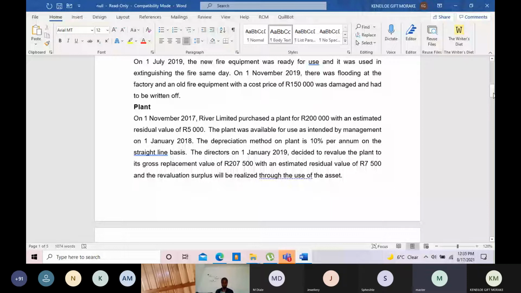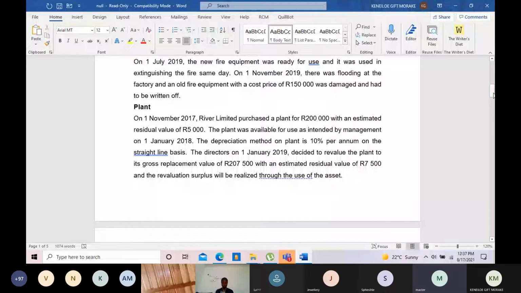So we need to treat it in the same way as we treat the accumulated depreciation. By saying that, I'm saying you take the 200,000 and subtract the residual value before you even apply the percentage of depreciation. Now the following statement says the plant was available for use as intended by management on the 1st of January 2018. Meaning the management said that this plant is supposed to be operating from this date, which is 1 January 2018.